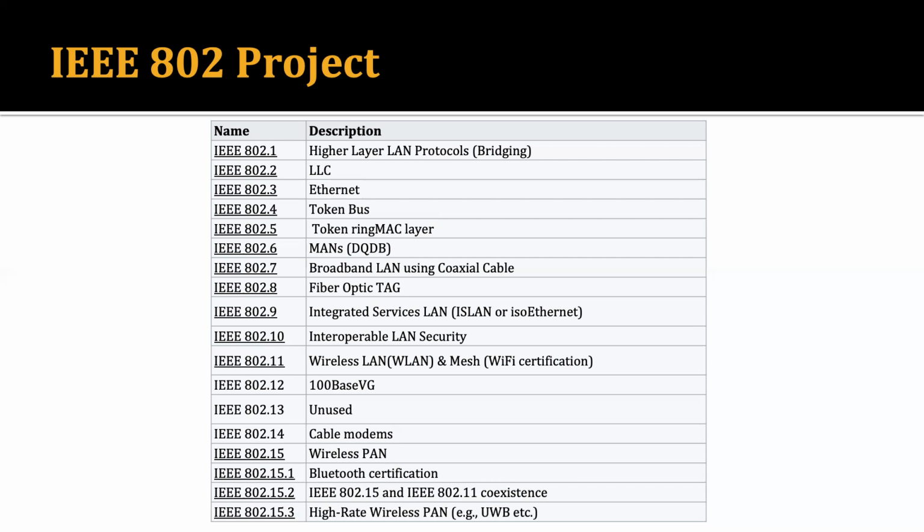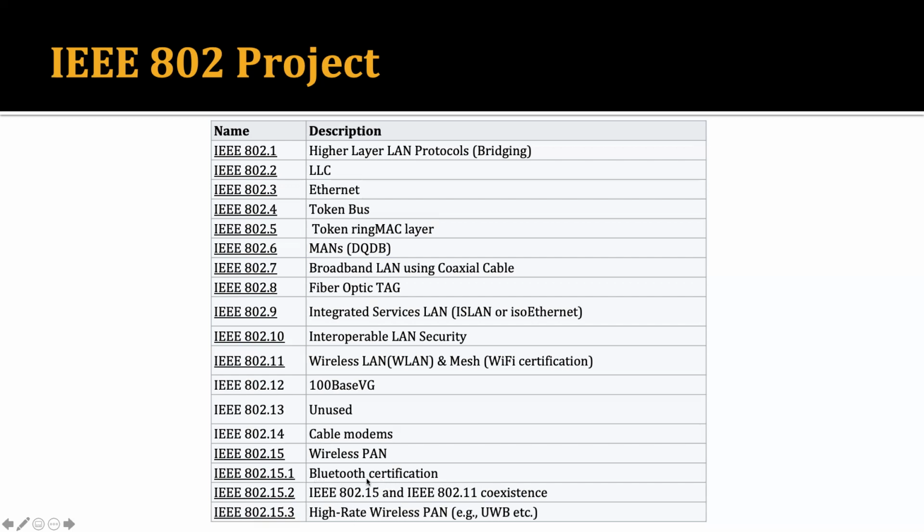Then we have 802.12, which is LAN-based VG cable. 802.13 is unused. 802.14 is cable modem. Then 802.15 is wireless PAN, that is wireless personal area network. From 802.15 onwards, we are moving towards low power networks or low power devices. So 802.15 is the standard for wireless personal area network. And under this, we have many other standards like 15.1, 15.2, 15.3.